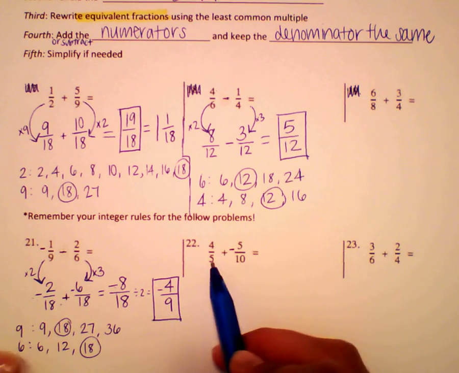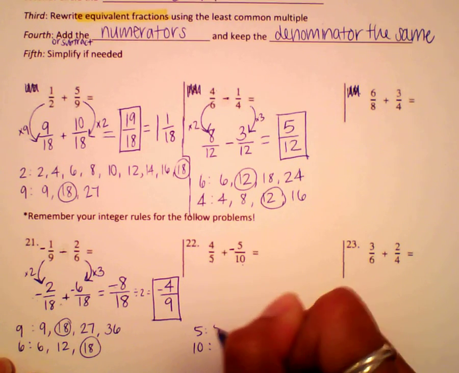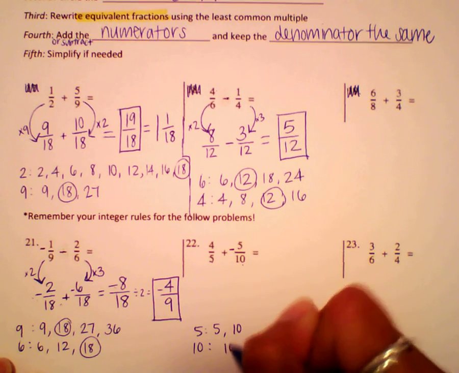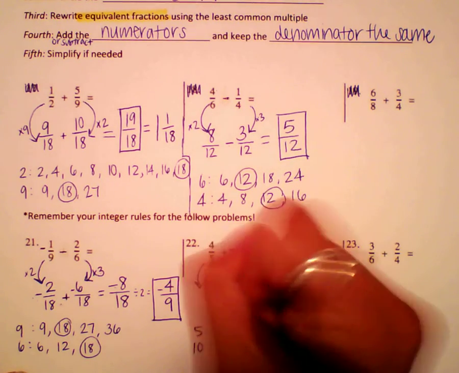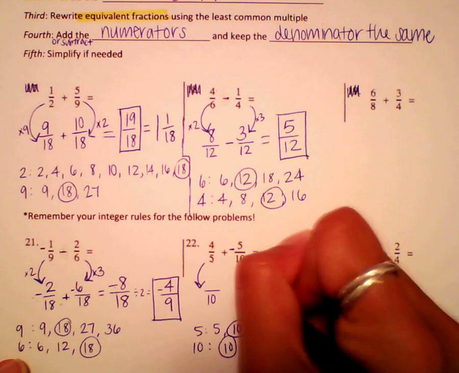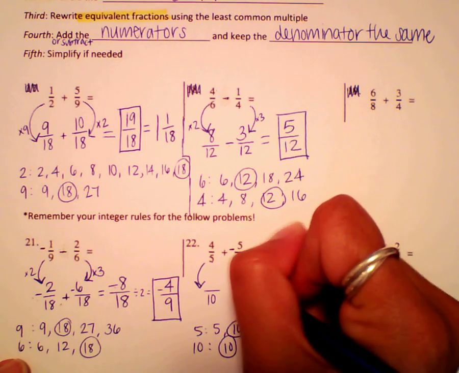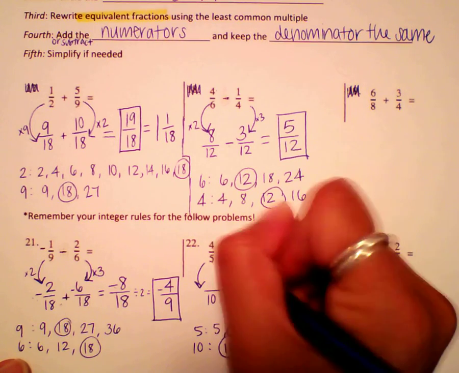Next one. My multiples. Well, I think I know this one. 10. Keep it nice and simple. Don't go up to 20. You're going to have more to simplify later. Nice and simple here. Nothing's changing. We've got a negative 5/10. Don't forget to bring down the addition.